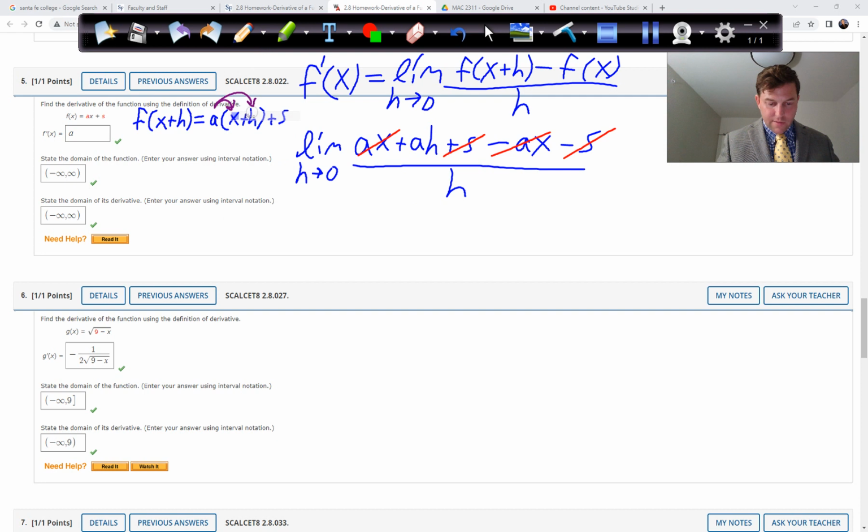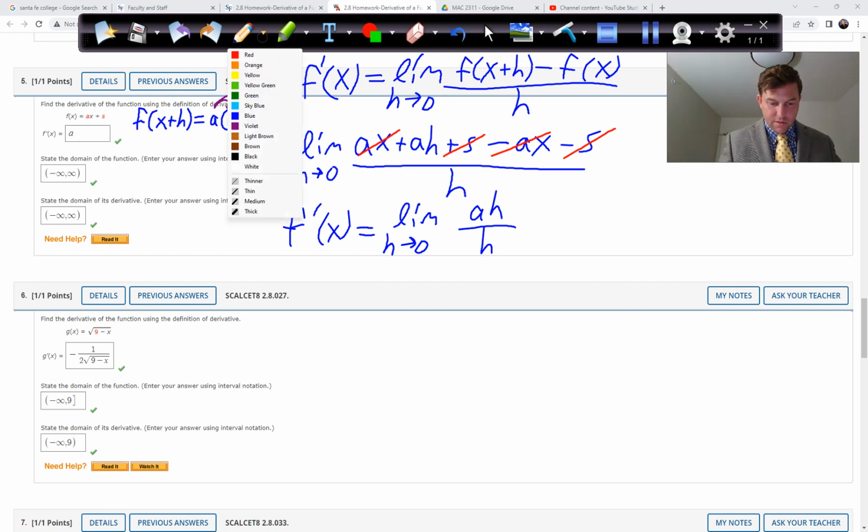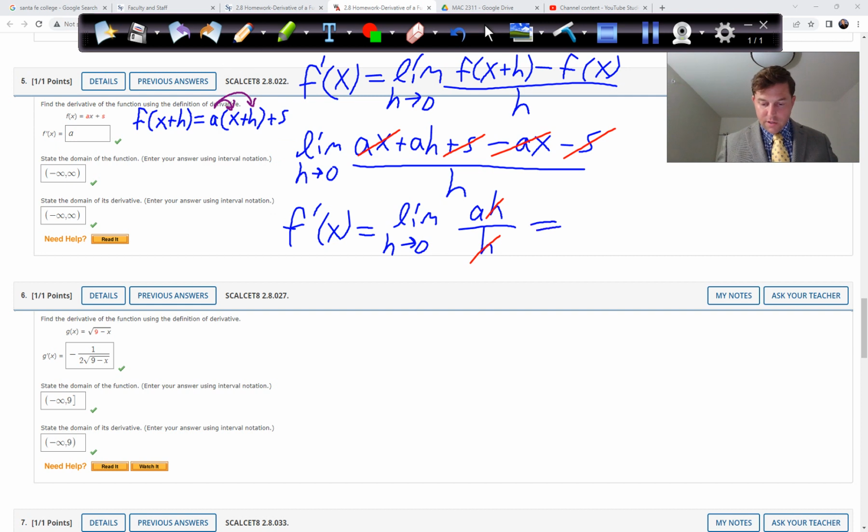So all we're left with is the derivative is equal to the limit as h approaches 0 of ah over h. Those two h's will cancel. So I don't even have to evaluate the limit. The h's are gone, so this all collapses to a. So the derivative is just the letter a.